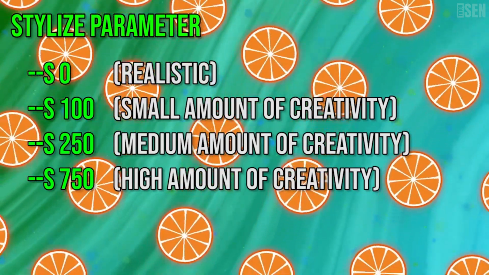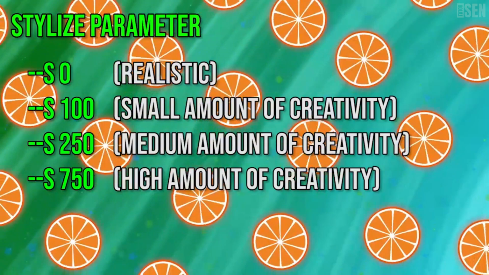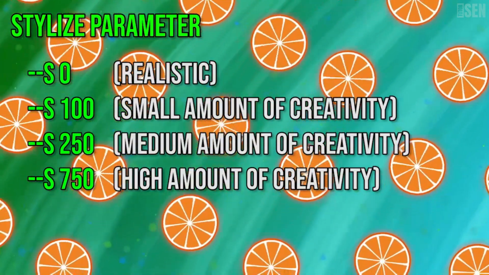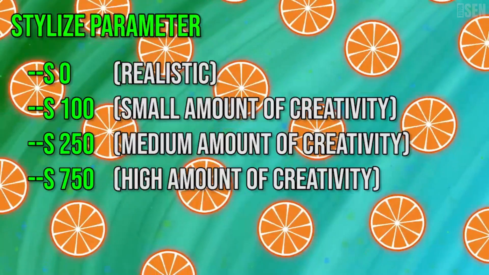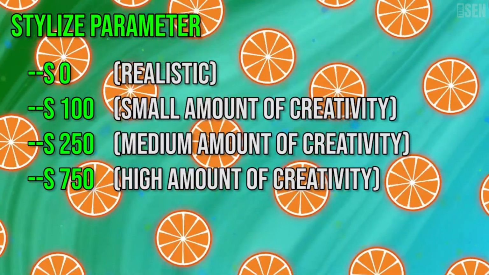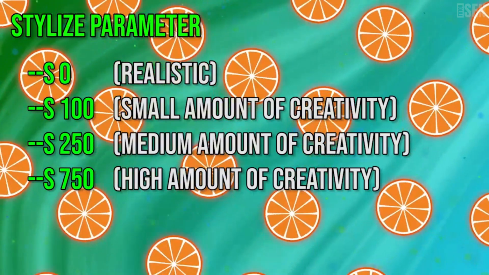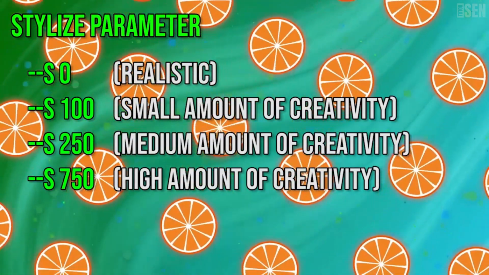--S 0 will keep the image very realistic, closer to the style and keywords you are using. This is what you will put in if you want your photos to be as realistic as possible. --S 100 allows a small amount of creativity, which is the default setting. And if that's what you want, you don't need to type anything and it will be using this setting.